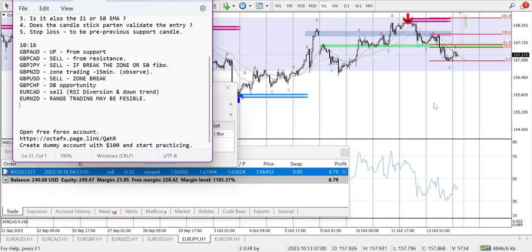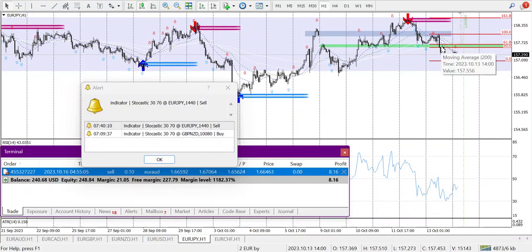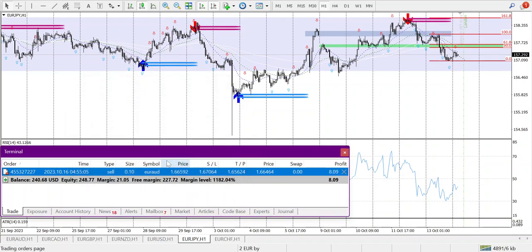So it will be EURJPY, a sell from 50 Fibonacci, with support, resistance, and the 50 EMA. If I draw the Fibonacci, I get the best area at 50, which is also the resistance area and can also be the 50 EMA. If that happens, I will take the profit of 1:3.